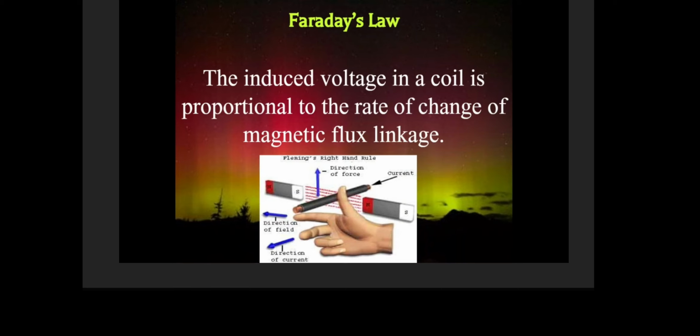And Faraday's law tells us that the induced voltage or current in a coil is proportional to the rate of change of magnetic flux linkage. Anybody want to just break that down in the simplest form? What is this saying? Come on, nobody wants to attempt? What is Faraday's law stating? I guess nobody wants to go.